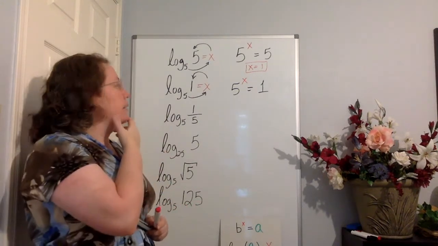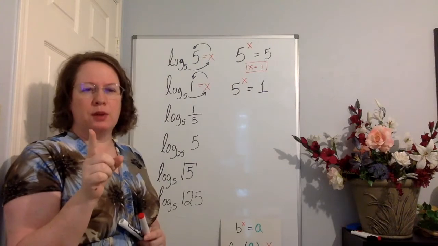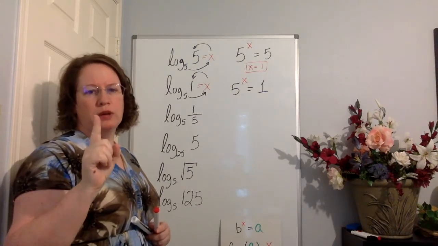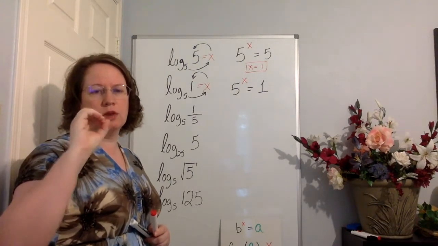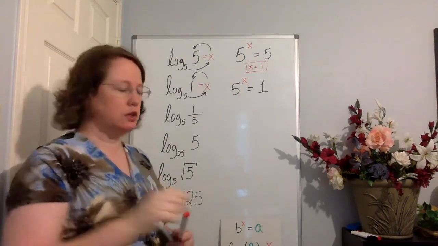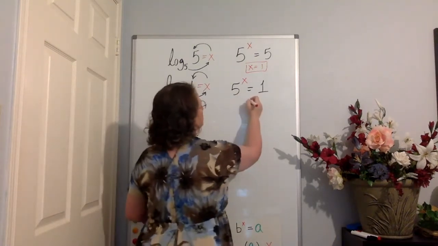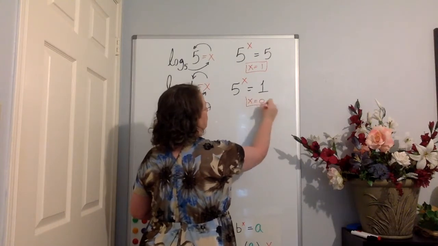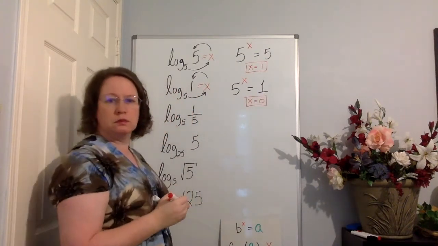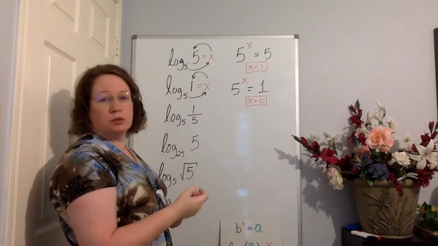Oh my. Okay, wait. Remember the exponent rules. Power of what always equals 1? Power of 0. Power of 0 always equals 1. Okay? So x is going to have to be 0 in order to get a 1. All right? So we're just going to keep going.